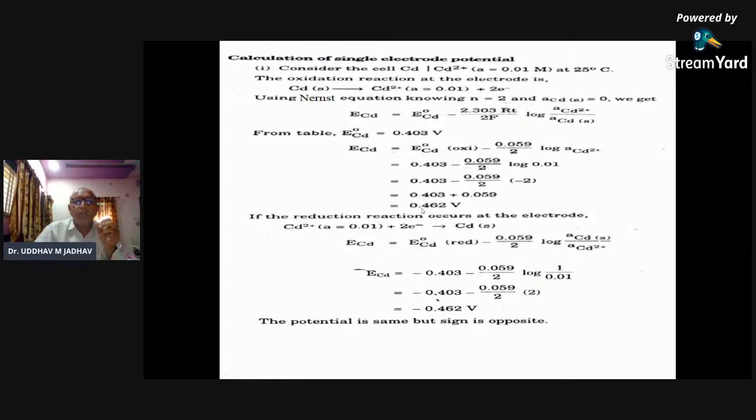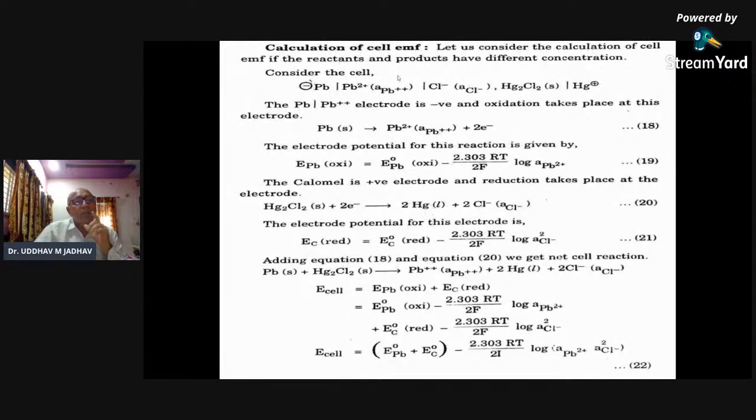Here you see, the oxidation potential calculated by the Nernst equation comes out to be 0.463. It is positive, and here it is negative, because it is a reduction potential, and the magnitude is the same but the sign is opposite. And in this way the single electrode potential can be calculated.